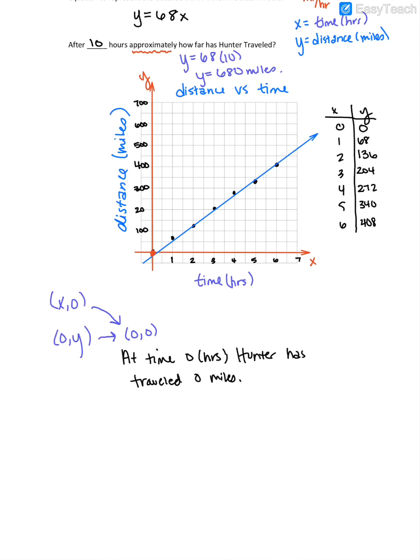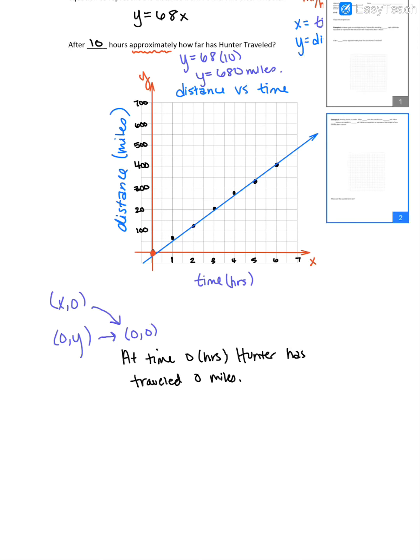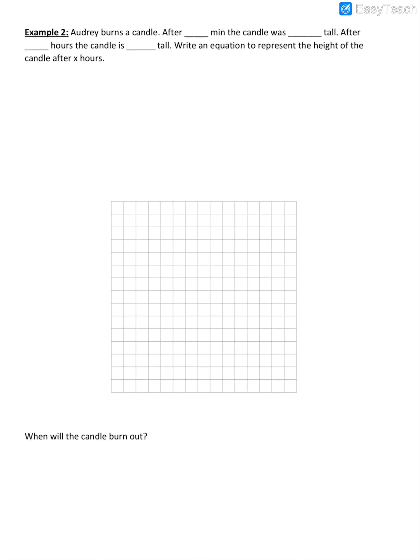So next problem here, example 2. Now, as I said, sometimes it'll give you the slope and a point. That's what it did in example 1. Sometimes it will give you 2 points. So this example on the back is one where it gives you 2 points. Okay, so let's fill in our blanks here.